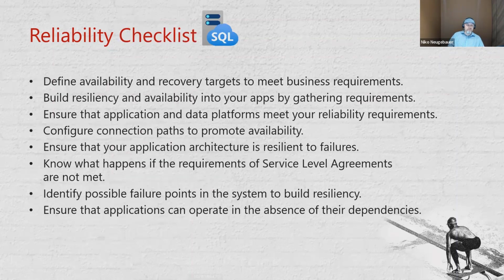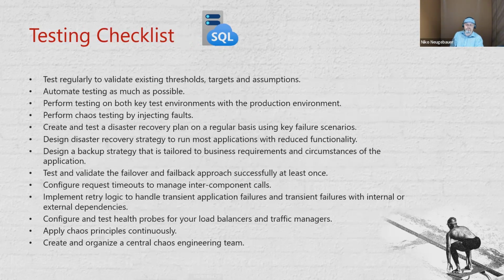So define availability and recovery targets. You need to have your own SLA to understand what you need. Maybe, and just maybe, you need to scale up your service tier, and we will allow you this just temporarily in order to restore your backups faster. That's something not a lot of customers are thinking through. Test regularly, automate testing as much as possible, etc., etc.